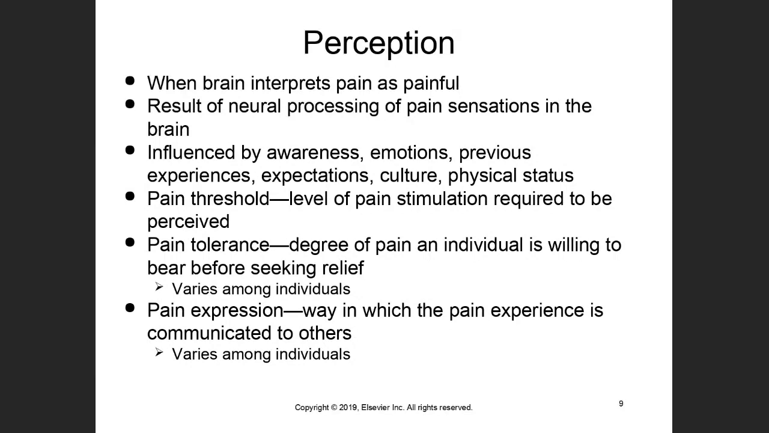Perception is when the brain interprets a stimulus as painful. It results from neuroprocessing of pain sensation in the brain, influenced by awareness, emotions, previous experience, expectation, culture, and physical status. Pain threshold is the level of pain stimulation required to perceive pain. Pain tolerance is the degree of pain an individual is willing to bear before seeking relief. Pain expression is the way in which the pain experience is communicated to others.